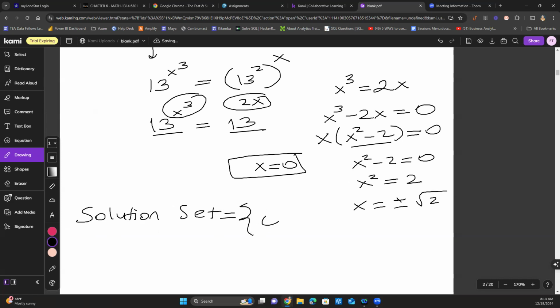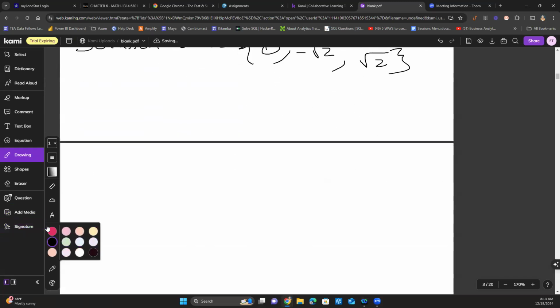when x is 0, the equation will work. If we plug in 0 for x, it's going to work. Or if we plug in a negative square root of 2, it's going to work. Or if I use a positive square root of 2, it will work for question 6. That's how we do question 6 on the homework. Let's move to question 7 next.